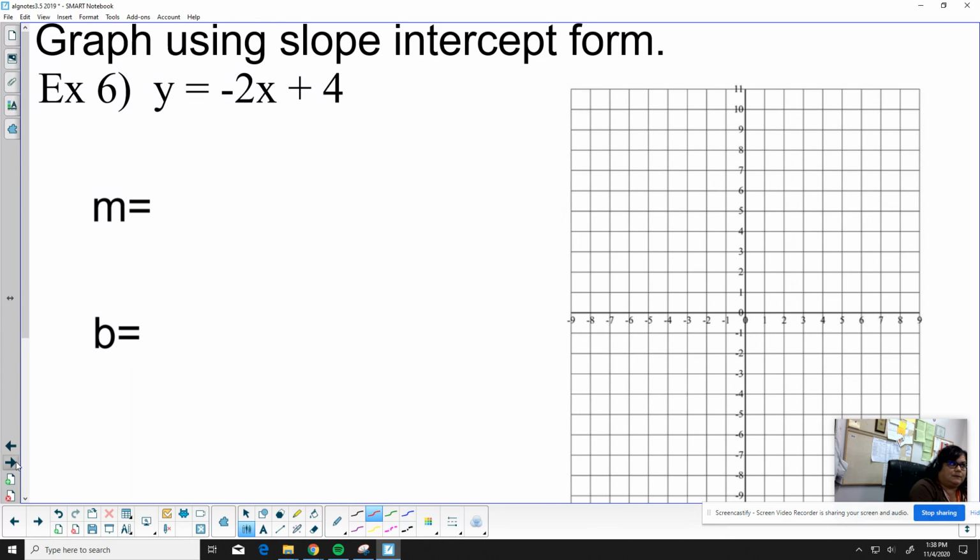Okay, let's try this one. Press pause and try it yourself. Okay, so my slope would be negative 2 over 1, and my b would be 4. From the center, I go up 4 and put a dot. And then because this is a negative, I go down 2 and right 1. Down 2, right 1. Down 2, right 1. I hope you got that right.